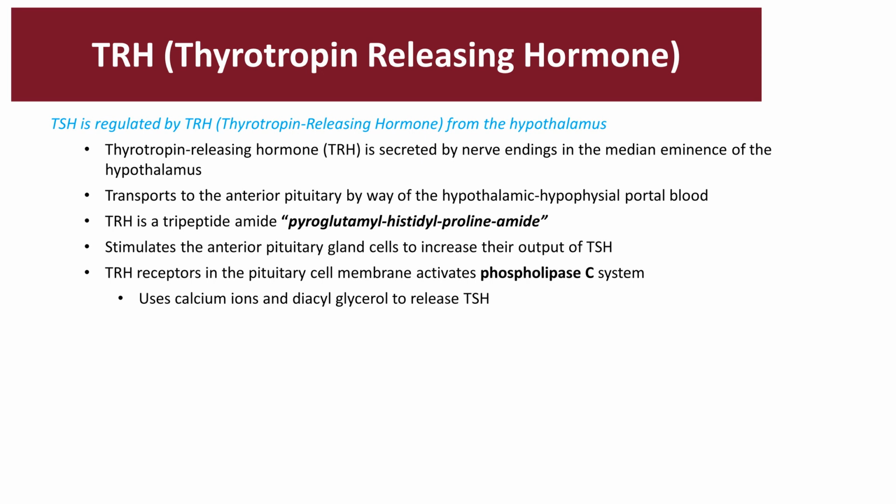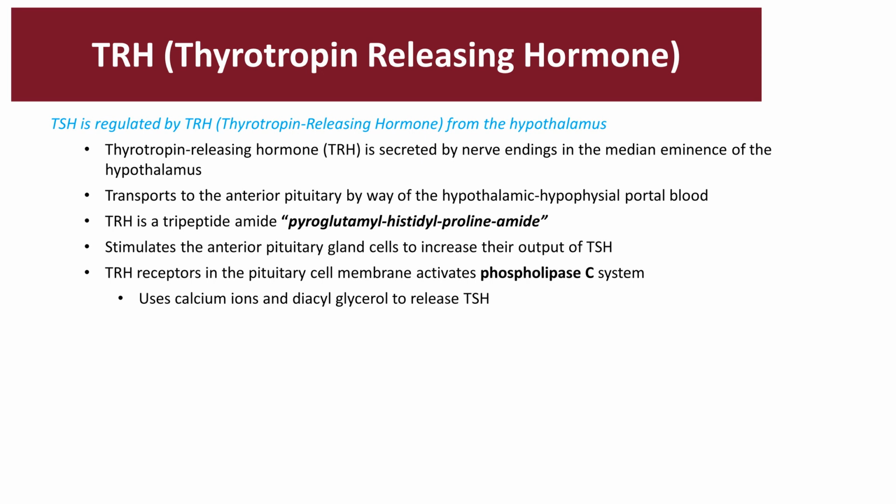TRH. The anterior pituitary secretion of TSH, which we just talked about, is regulated and controlled by thyrotropin releasing hormone from the hypothalamus to the pituitary gland. This is TRH, thyrotropin releasing hormone. It is released by the nerve endings located inside the median eminence of the hypothalamus. This chemical is transported to the pituitary gland via the hypothalamic hypophyseal portal system, which is a net of capillaries very closely linking the hypothalamus and the pituitary gland.